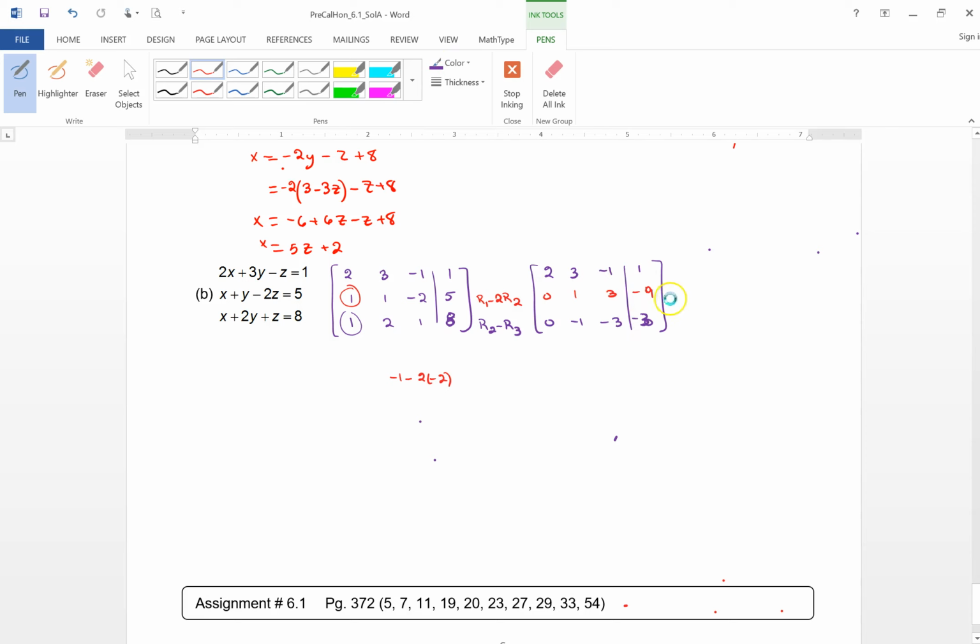Then I want to get a 0 here, so I just want to add the 2. When I add row 2 plus row 3, I get 0, 0, 0, negative 12. When does 0 equal negative 12? Never. So no solution. That's it.